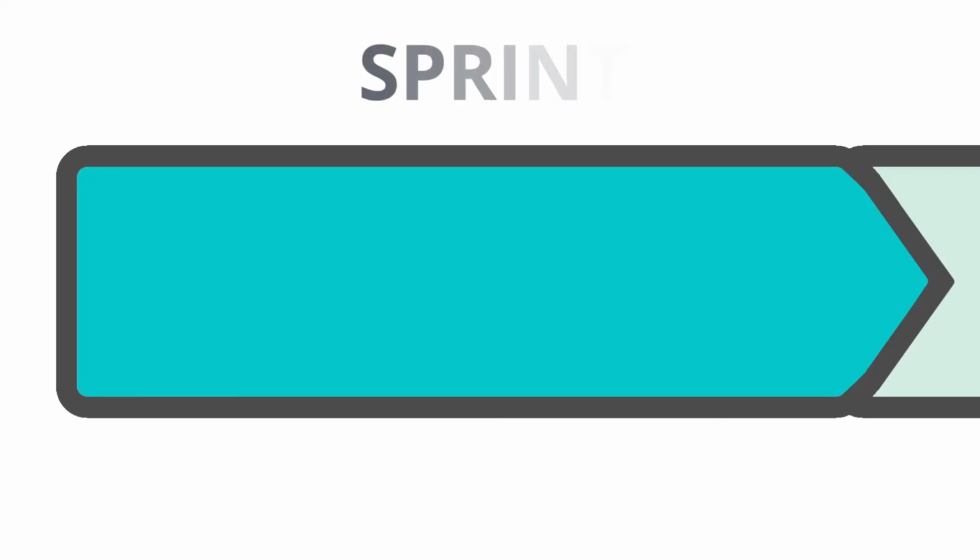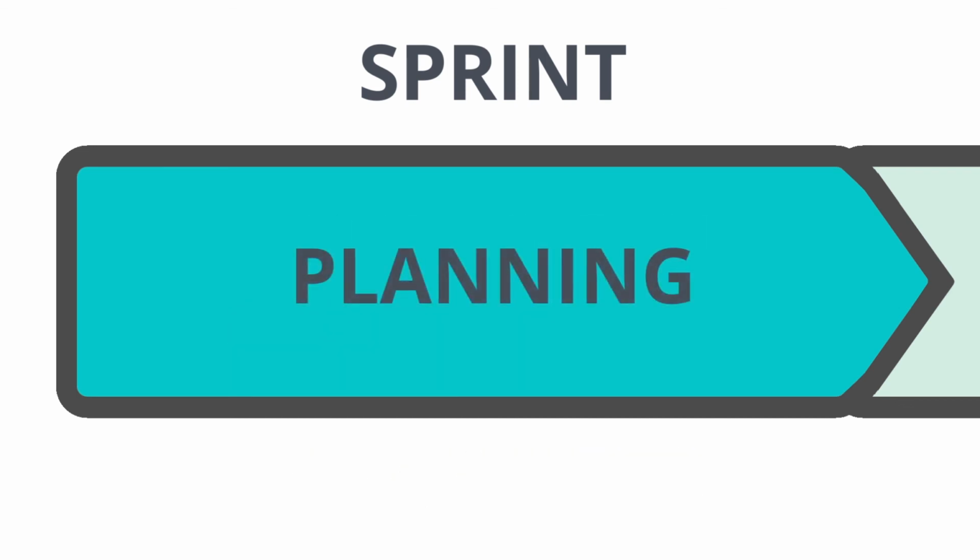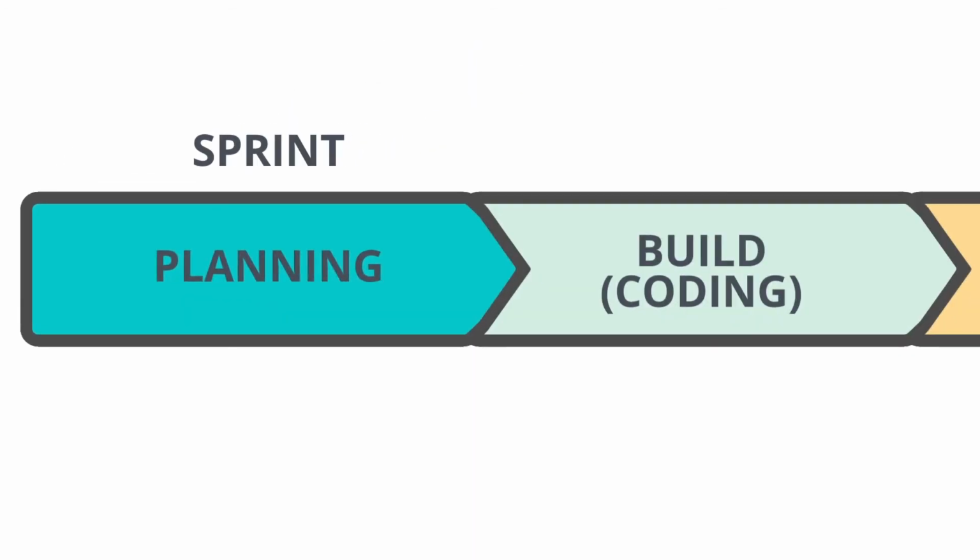Rather than trying to write all the code and test it all at once, Scrum takes a very different approach. With Scrum, the project is broken up into smaller pieces, which contain a small number of items, usually 5 to 10, that can be developed together. They are developed in sprints, or mini projects of 1 to 4 weeks in length. Each sprint starts with a planning phase, where just enough planning is done to develop that small list of items. In the build phase, the team builds what was planned by writing working software.